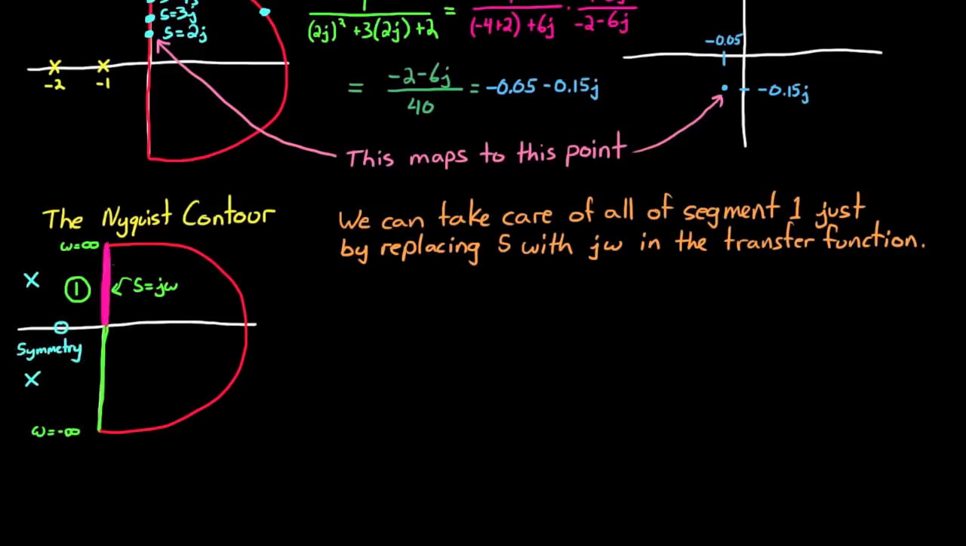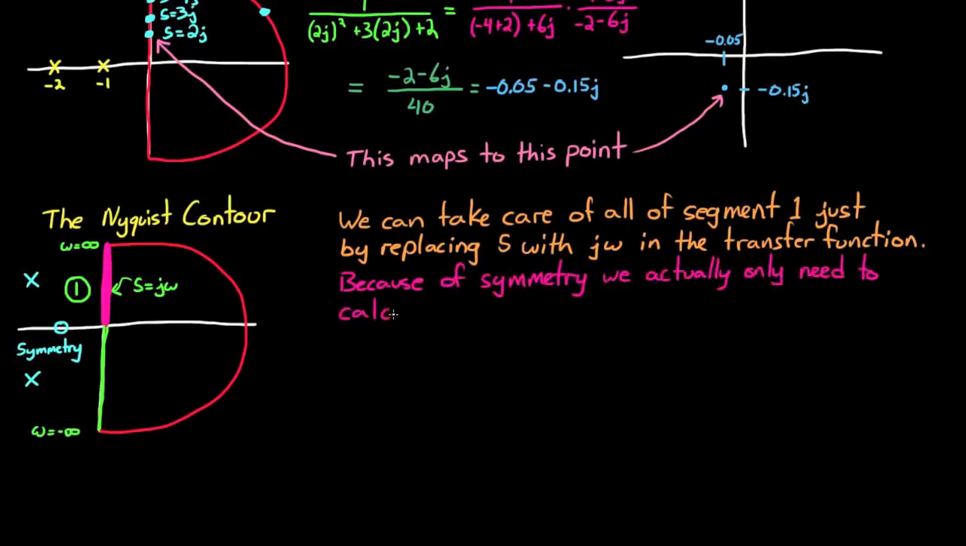Also, because of symmetry of the poles and zeros about the real line, the negative portion of the j omega line is just the reflection of the positive portion. And so we really only need to calculate the positive frequencies, but I'm going to explain more about this later.